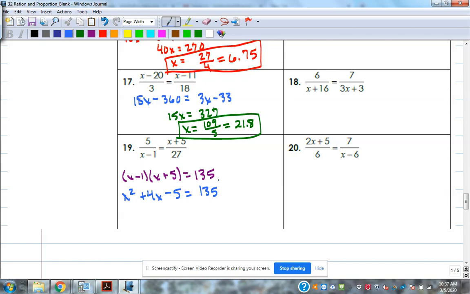So you're just distributing the x and then the -1, and then the 5. x times 5 is 5x. Positive 5 and negative 1 is 4. Negative 1 times 5 is negative 5.